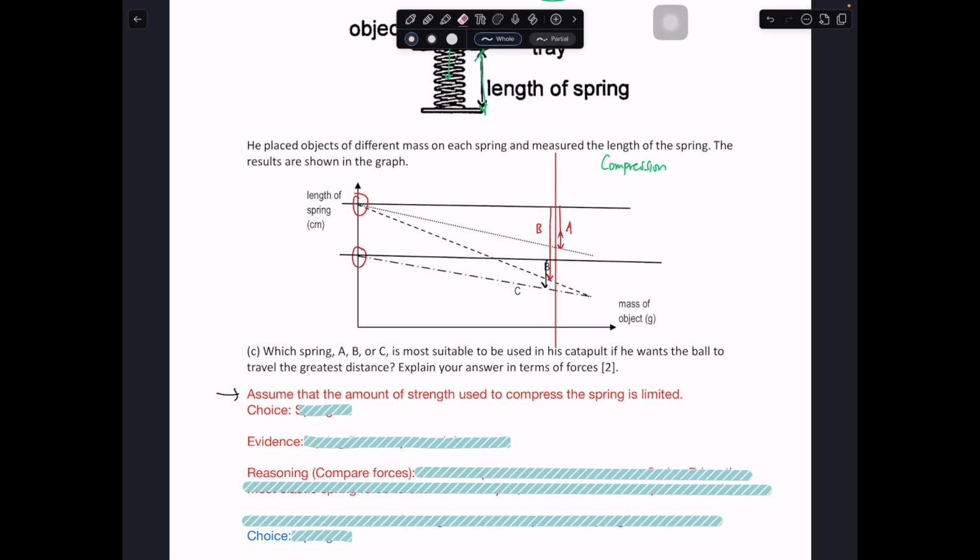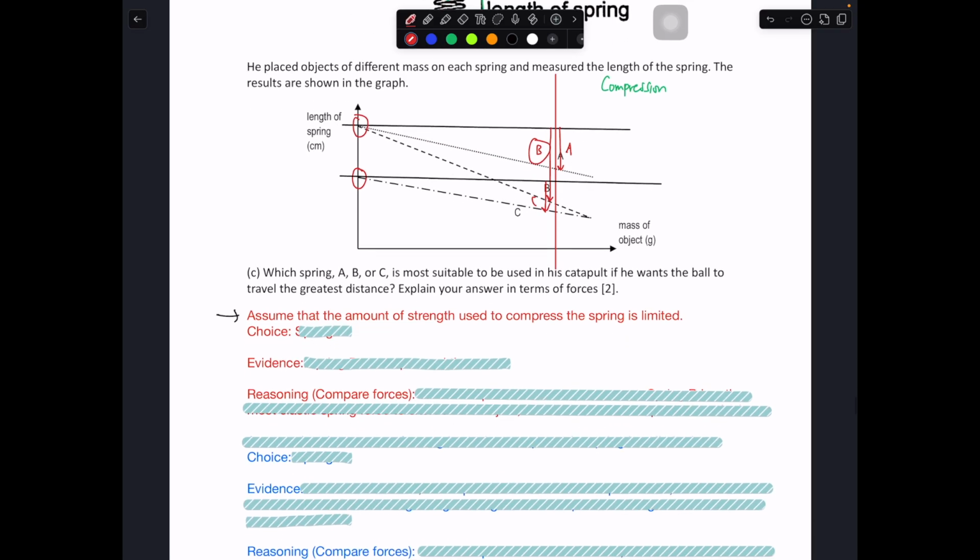Amount of compression you can have on the spring. So which one compresses the most? Okay, B compresses the most, and because B compresses the most, it will exert the most elastic spring force on the object for it to be pushed the furthest. So this is actually probably the school answer. Okay, it's an easy way out.